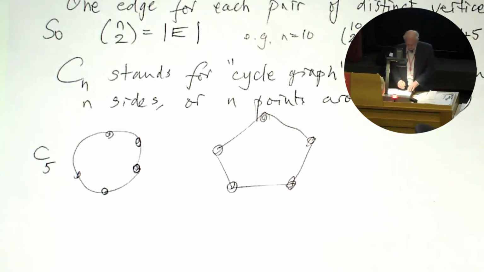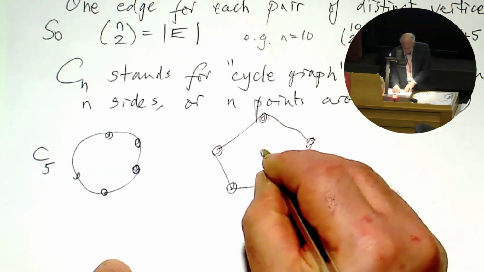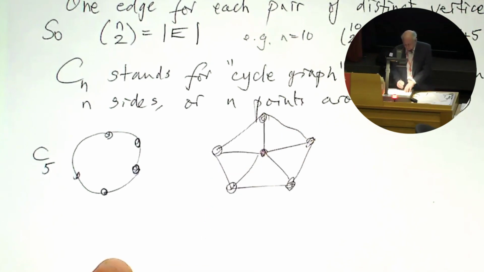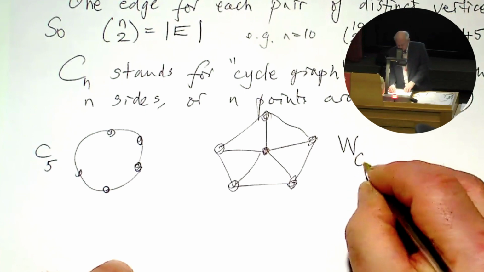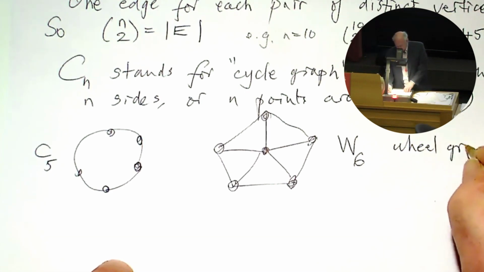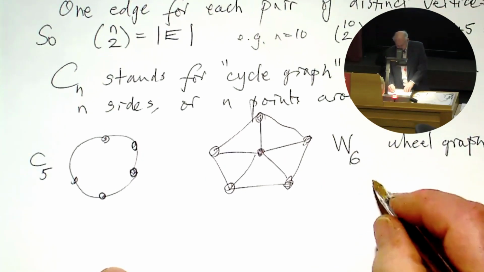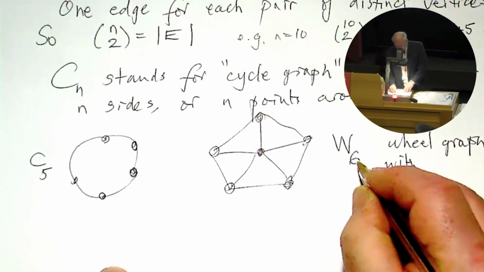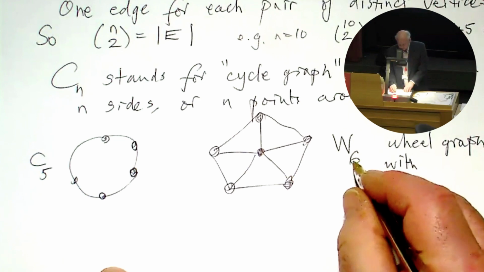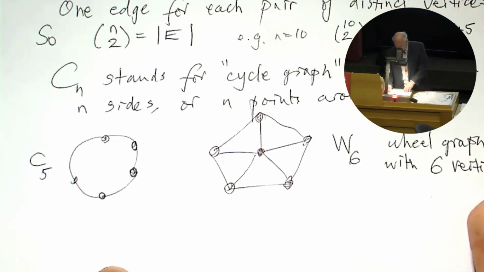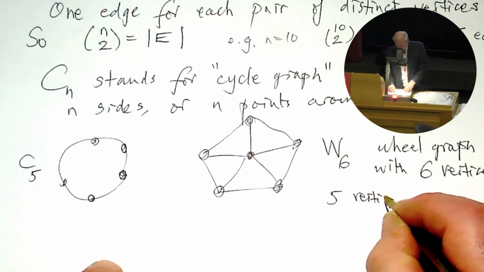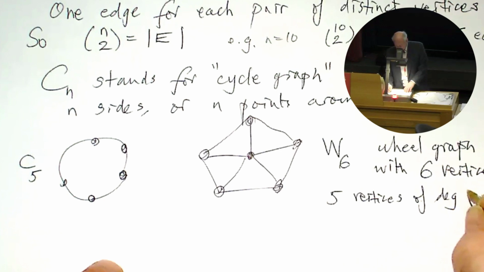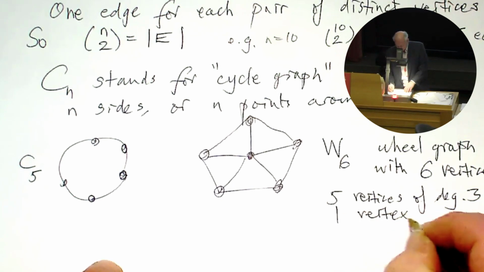There's also another graph, while we're doing this list. If you put a vertex in the middle and join all the vertices around the edge to that central vertex, this is a different graph, obviously. It's called the wheel graph, and I would call this W6 because it has 6 vertices. You might prefer to draw a circle if you want to think of it as a wheel that's going to roll. I think some people might call this W5 because there are 5 around the outside, but I call it W6. Be careful here, these are very different. So W6 has 5 vertices of degree 3 and 1 vertex of degree 5.